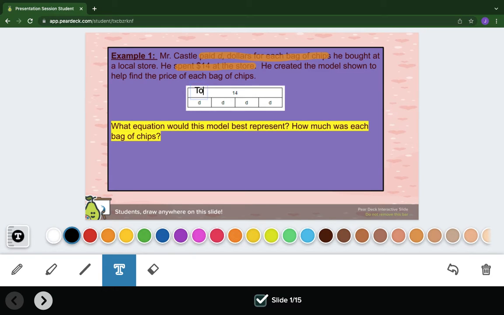Good. So that's my total right there. So my total was my $14. And let me put a dollar sign right here. And I have 4 D's, and those D's are dollars. So all these represent dollars for each bag of chips.